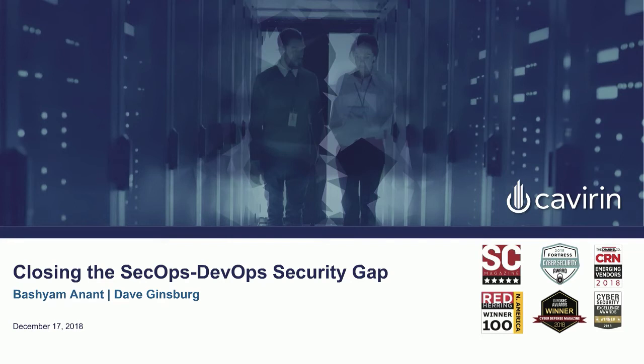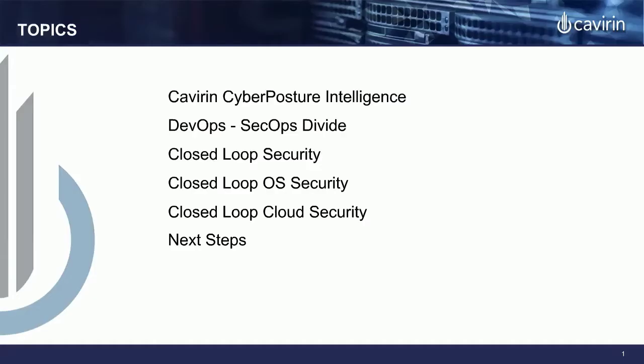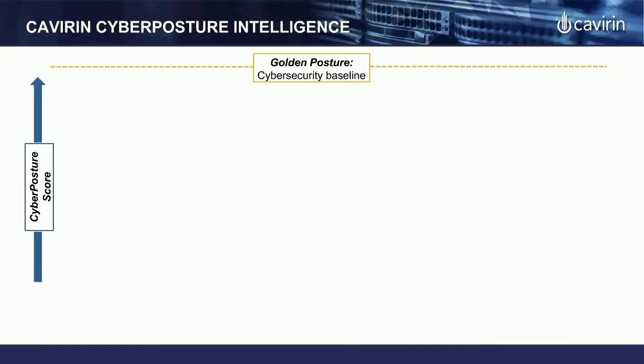Thanks, Dave. So today we're going to talk about closing the SecOps-DevOps security gap using a key strategy that we call closed-loop security. Our agenda for today: I'm going to give you a very quick overview of what Cavirin Cyber Posture Intelligence stands for, and then talk briefly about the SecOps-DevOps divide that we started noticing among our customers, and how you can mitigate that using what we call closed-loop security. Then we're going to present two examples of closed-loop security, one for operating systems with respect to golden state configuration management for them. And then Dave will actually show you a demo of applying the same principles for cloud security as well, and then we'll wrap up with next steps.